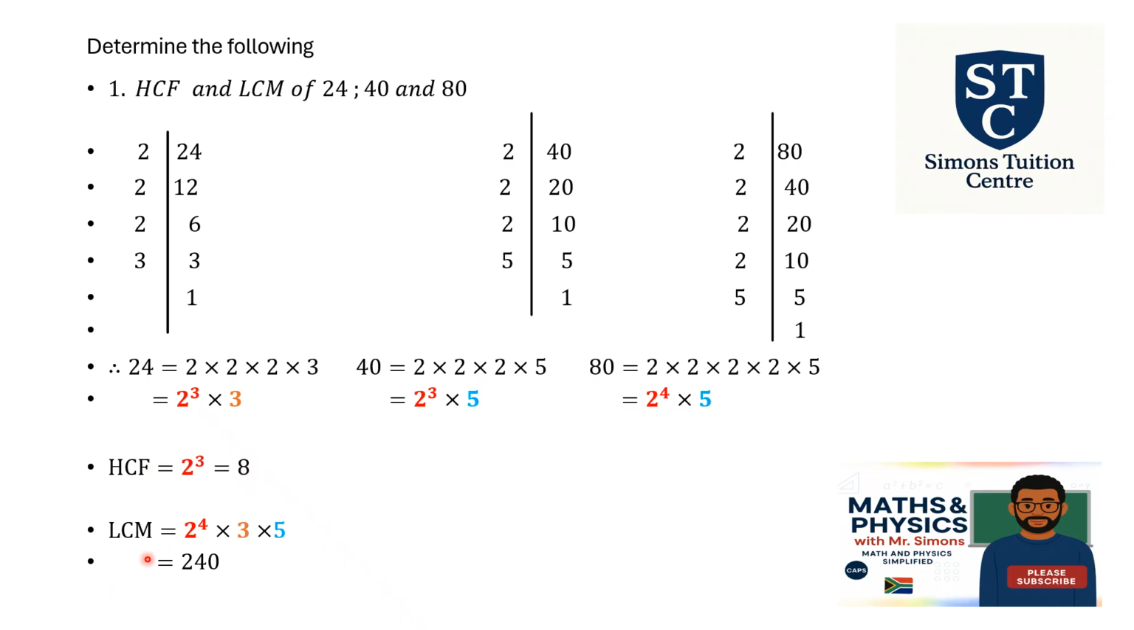But for lowest common multiple, I have to choose the highest value. So 2 to the power 4 is the highest base 2. 3 is the only value, therefore it's the highest. And 5 is technically the only value, therefore it's the highest. So 2 to the power 4 times 3 times 5, 16 times 3, 48 times 5 gives me 240. That's how we find the lowest common multiple.